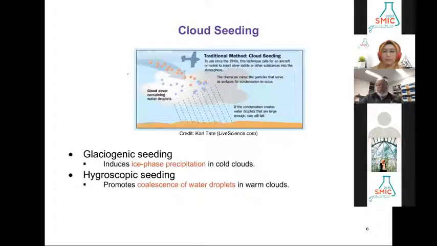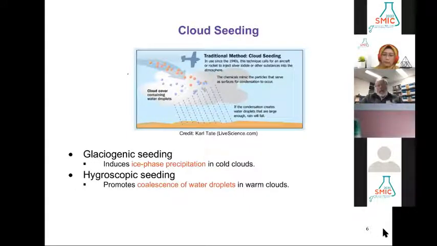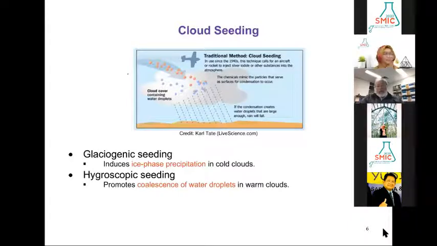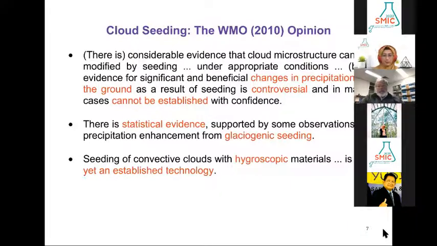These act as nuclei for condensation in the cloud, and this can come out either as ice precipitation or as increased rainfall, called either glaciogenic seeding, when you have ice phase precipitation induced in very cold clouds, or hygroscopic seeding, which is coalescence of water droplets in warmer clouds. And hygroscopic seeding is essentially the focus of the techniques that I want to talk about today. All right, so in terms of cloud seeding, the World Meteorological Organization has an opinion.